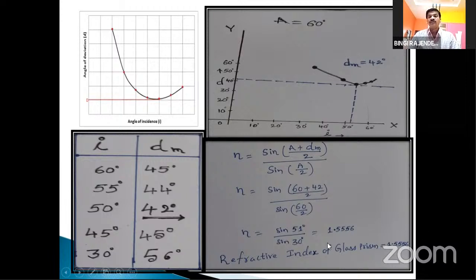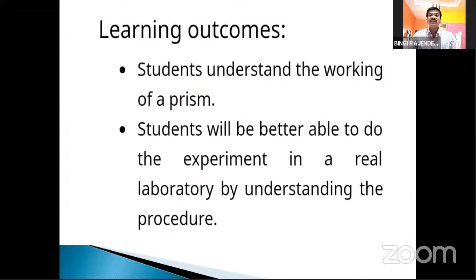So the refractive index of the glass prism is 1.5556. To learn the phenomenon of dispersion of light, it is compulsory to learn about the prism and refractive index values. Why? Because in the dispersion of light there are two phenomena: one is refraction of light, and the other is total internal reflection of light. The rainbow occurs due to these two phenomena.